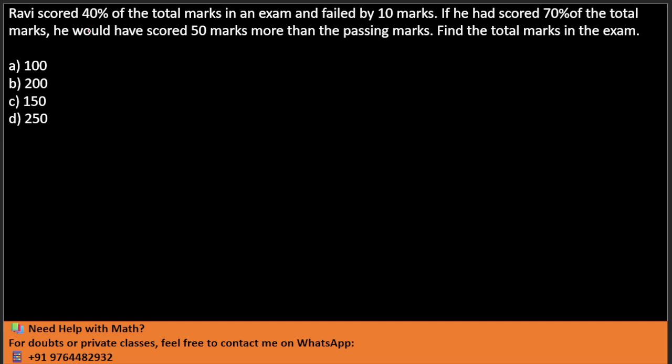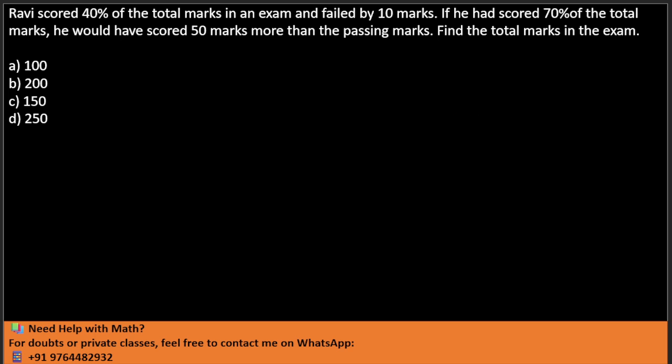Ravi scored 40% of the total marks in an exam and failed by 10 marks. If he had scored 70% of the total marks, he would have scored 50 marks more than the passing marks. And we need to find the total marks in the exam.